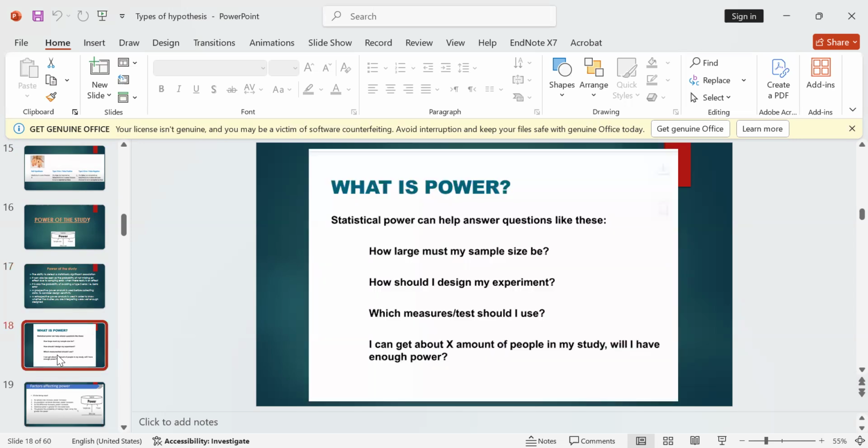Statistical power can help answer questions like these. How large must my sample size be? How should I design my experiment? What test should I use? I can get about X amount of people in my study. Will I have enough power?